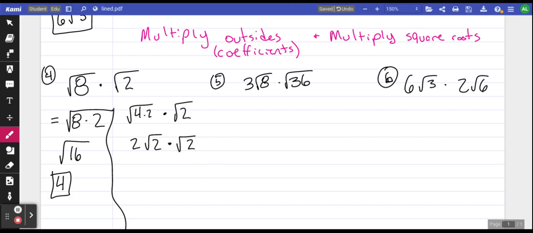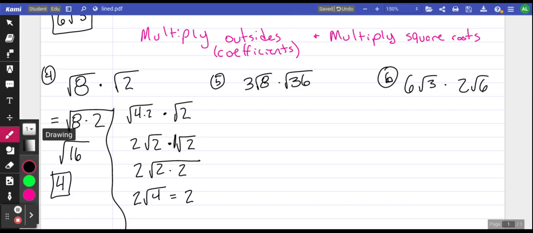So when I have something that looks like this, again, I want to multiply everything that's inside a square root sign. So I don't have anything outside of here. I could think of it like a 1. So 2 times 1 is still just 2. And inside my square root sign, I have 2 times 2. So I have 2 times the square root of 4. And I know the square root of 4 is just 2. So I have 2 times 2, which is also just 4. That's what I got over here.